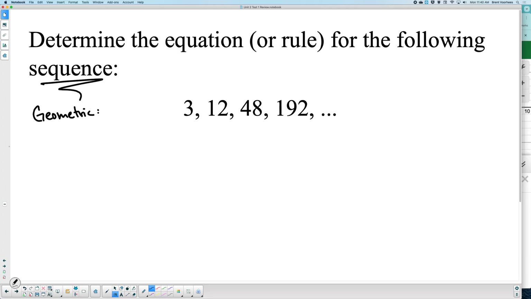Because you see it's not adding by the same amount. We would add 9 here, but this is not adding 9 there. So it's not arithmetic, so it's got to be geometric. If you want to find the common ratio, Randy tells me it's 4. What you do is you take any term and you divide it by the one that came before it. So if I took 3 and 12, what is 12 divided by 3?